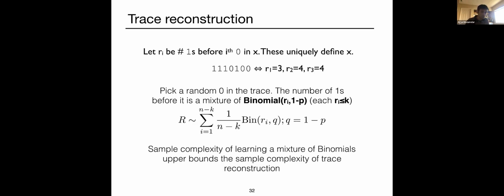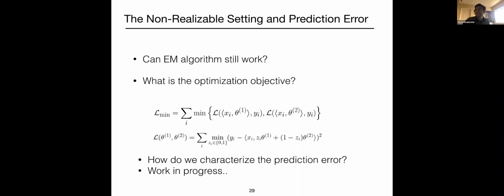So if I just pick a random 0 in one of the traces and then count the number of ones before it, it will turn out that this is actually a binomial mixture. So whatever is the sample complexity of parameter learning in binomial mixtures, that's going to be sufficient for the trace reconstruction problem. That's how, for some problems where the mixtures are not apparent, we can reduce those problems to a parameter learning problem in mixtures. Okay, that's it. Now I'll go back, and if you have any questions, let me know.